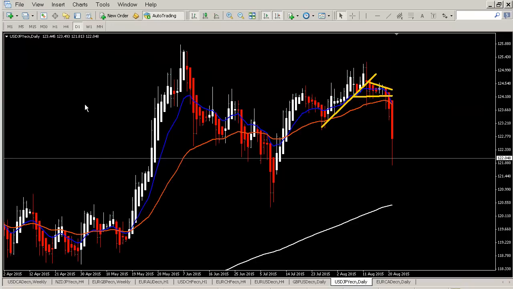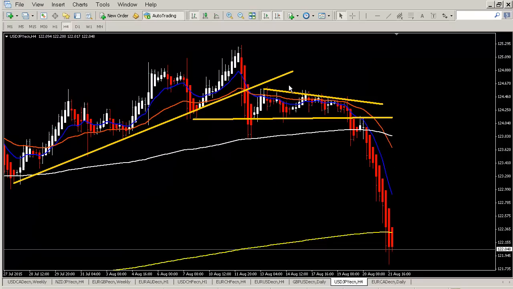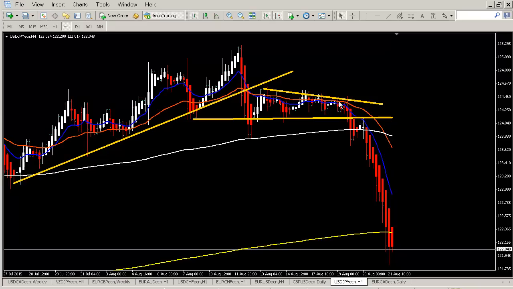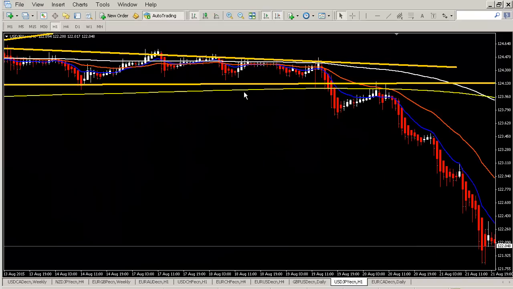USD yen. This one actually did something here. It came out of our wedge. We had already 1, 2, 3s to short it. So if you were there, you needed a lot of patience. Then we got another setup below here, which is visible, beautiful on the 1 hourly chart.